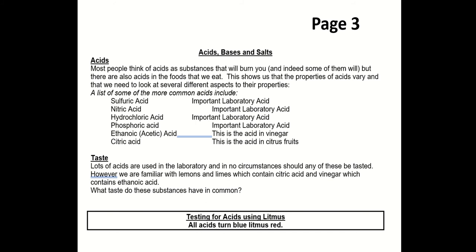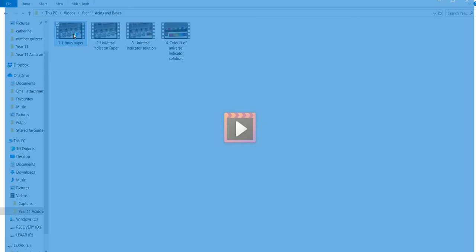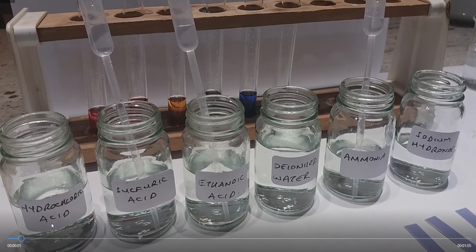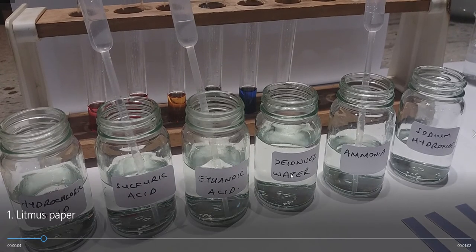Now, let's just remind you of the use of litmus. So there's a little short video here just to show you how litmus is tested. So you'll see a range of substances here, from hydrochloric acid, sulfuric acid, ethanoic acid. We've got some water. Usually the water that we use in the lab is deionized water. That's water that has had all the chlorine and things removed from it. Ammonia and sodium hydroxide. So we're going to use the litmus to test the sodium hydroxide, which is here, the deionized water and the hydrochloric acid. So let's see what happens with it.